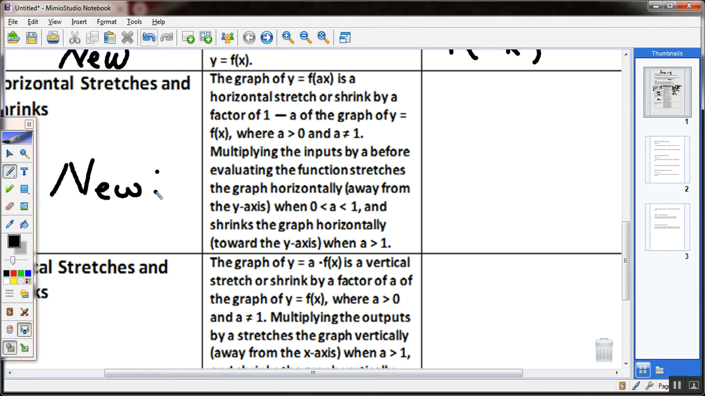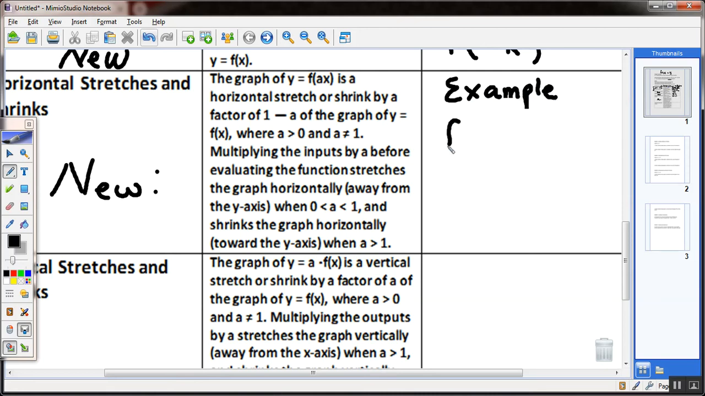Multiplying the inputs before evaluating the function stretches the graph horizontally away from the y-axis when 0 is less than a is less than 1. Basically, it's saying a is between 0 and 1. And shrinks the graph horizontally towards the y-axis when a is greater than 1. Here's the deal. Horizontal stretch happens this way. As an example, I'll give you two examples.